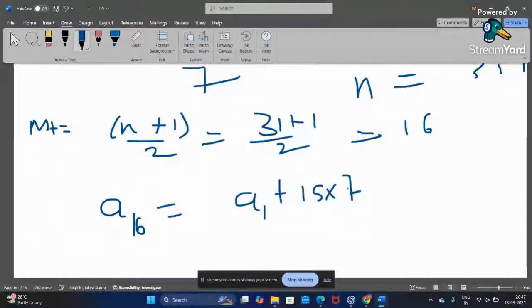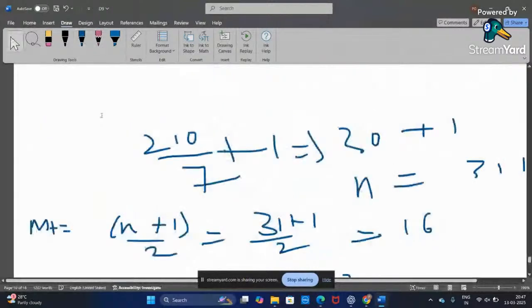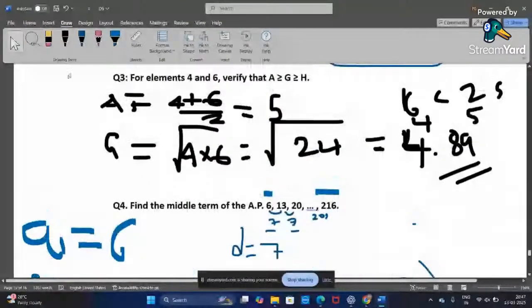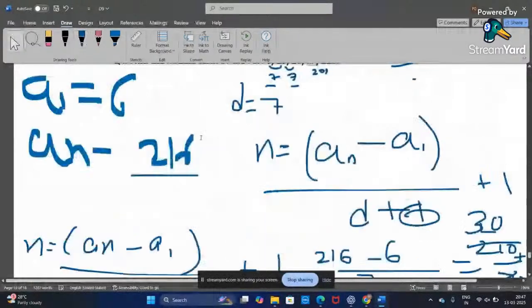15 into D. We know the value of D, so I'm writing 7 here. So your A16 is 6 plus 15 into 7, which is 105. When you add these two, we get 111. The middle term of the AP is this value. The middle term is the 16th term, and that value is 111. This is the answer. This is how we solve problems in progression, that is, arithmetic progression.